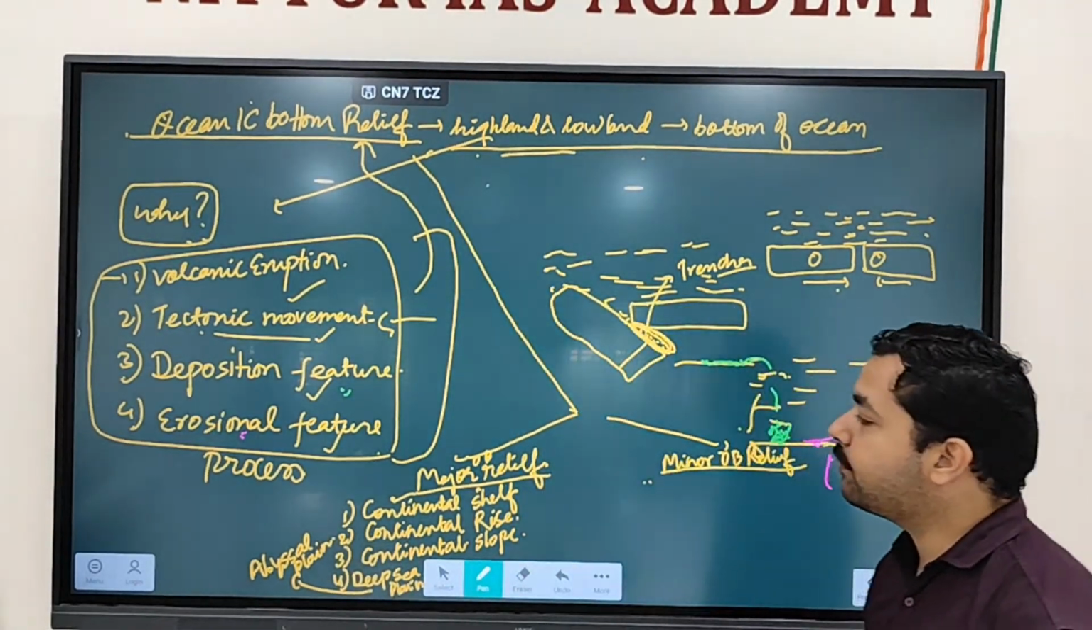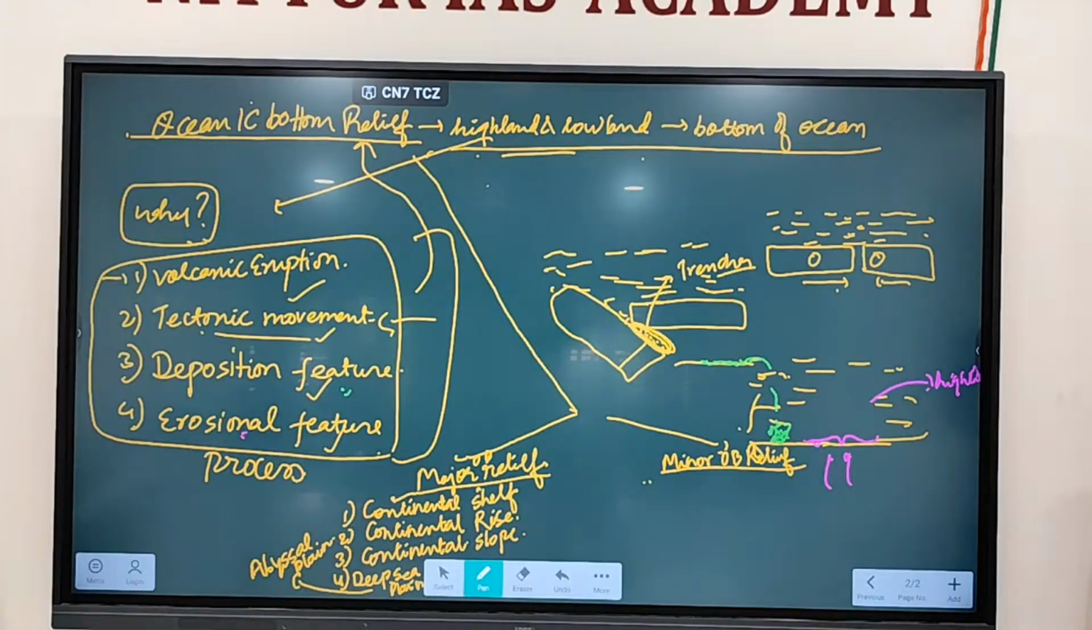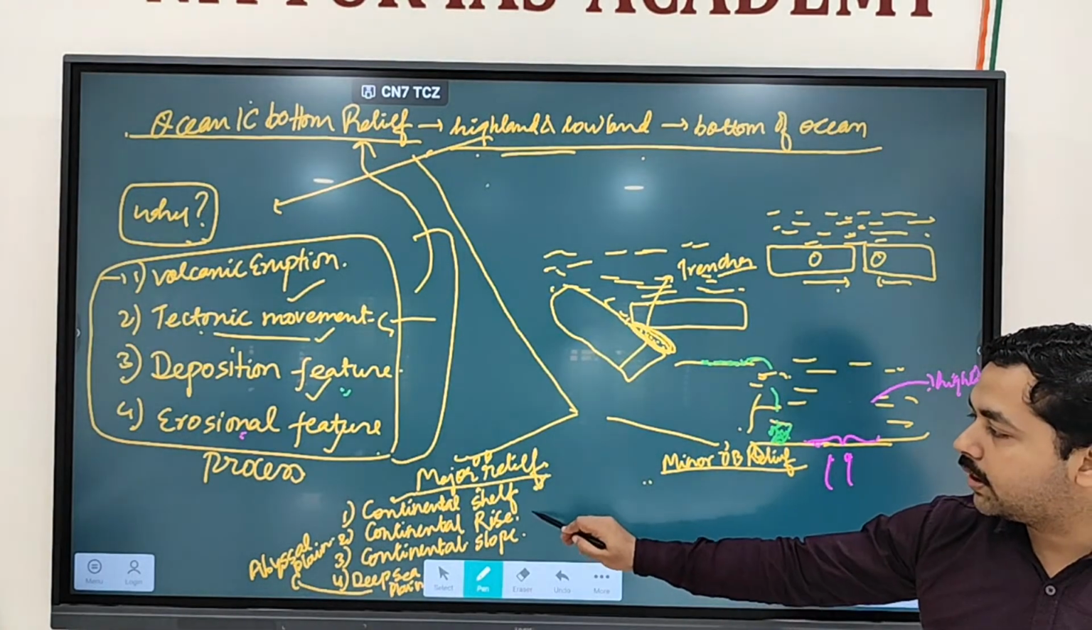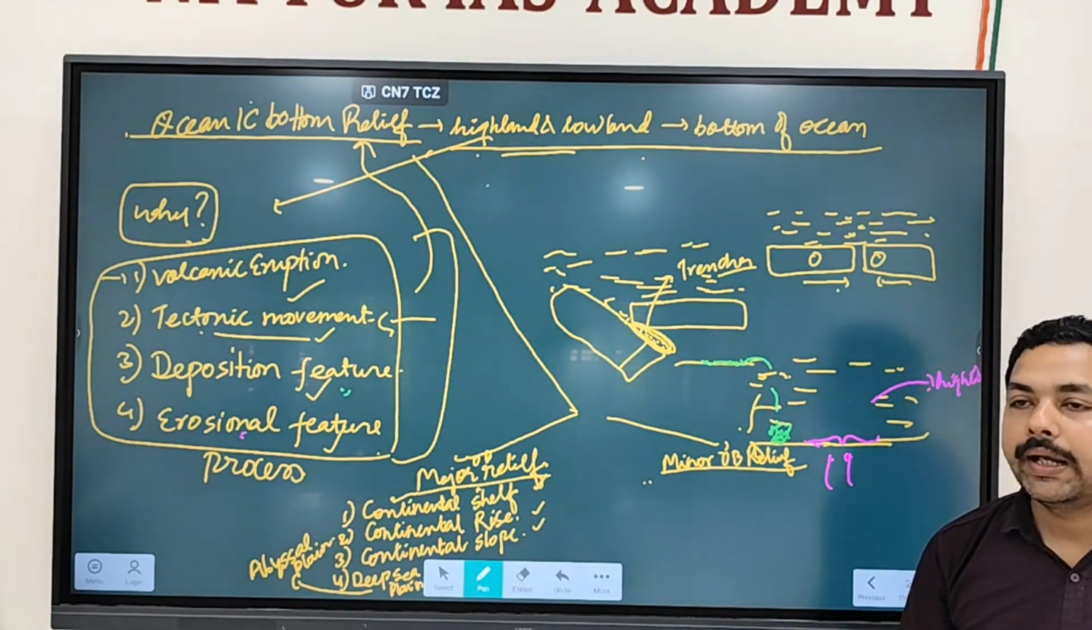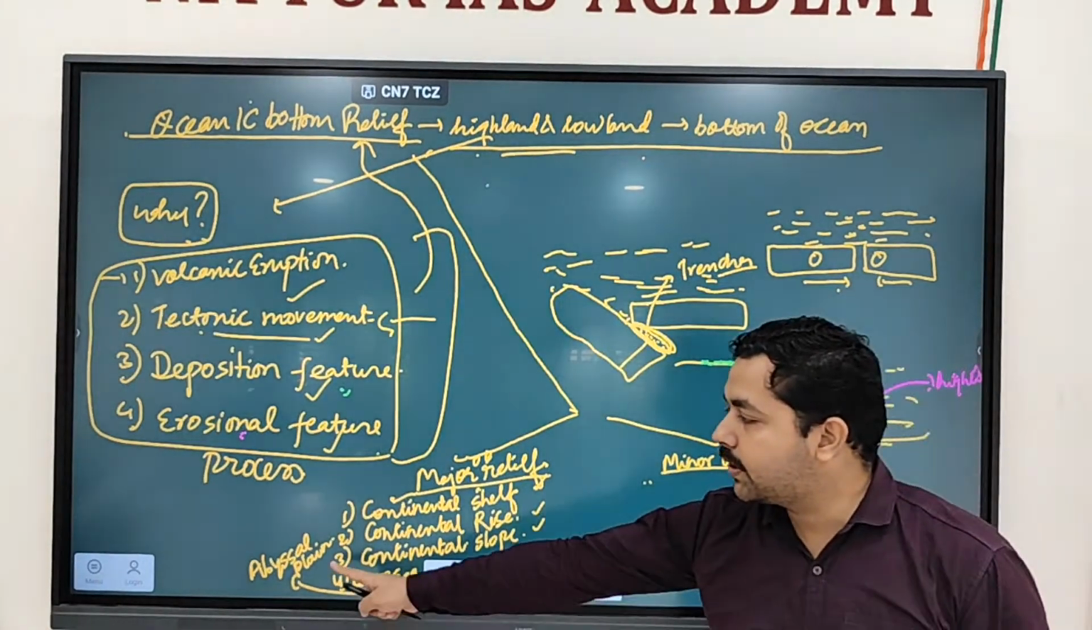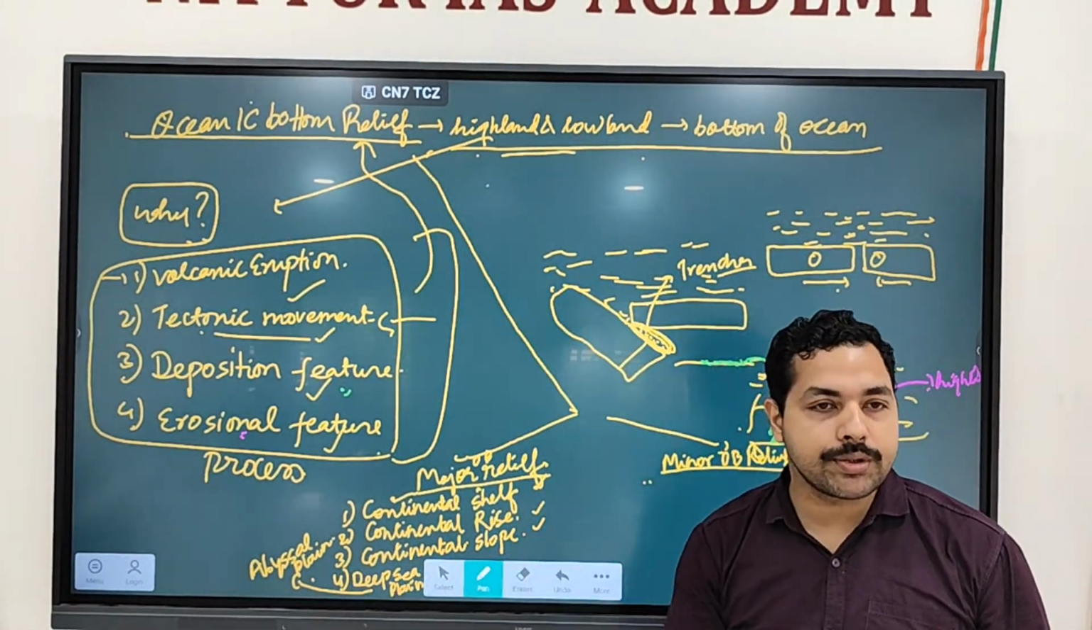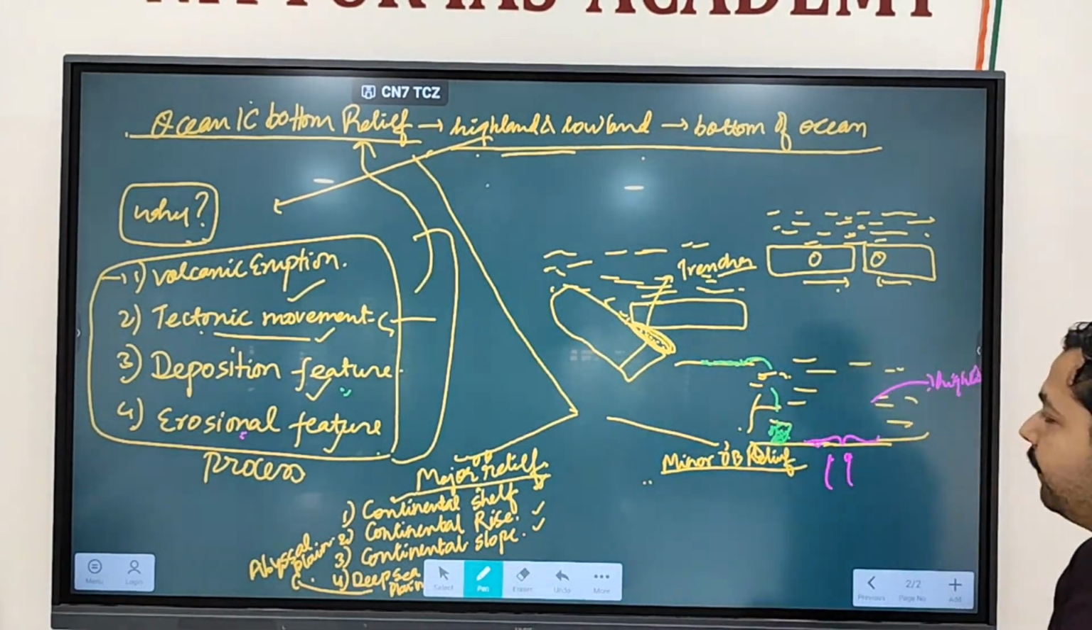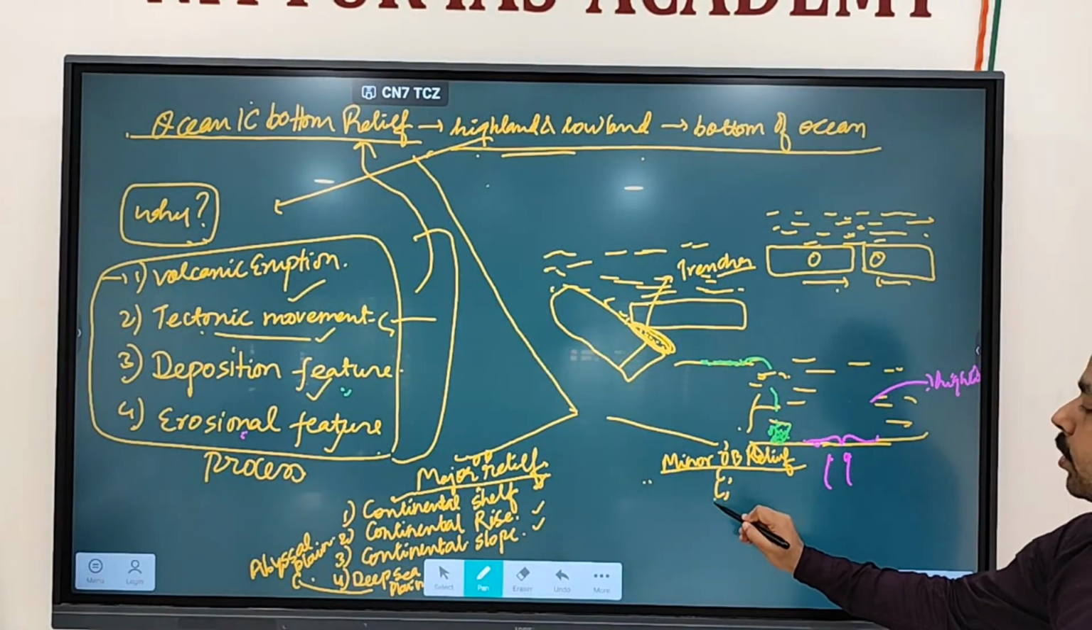So these are the four major relief features, which are called major oceanic bottom relief features: continental shelf, continental rise, continental slope, and deep sea plain. This is also referred to as which plain? Abyssal plain. Now, what are the minor oceanic bottom relief features?